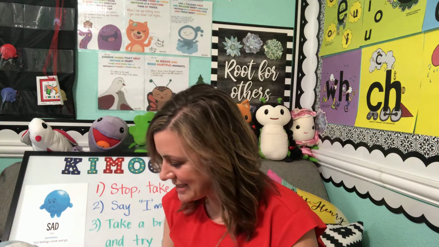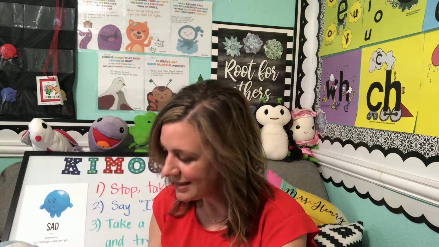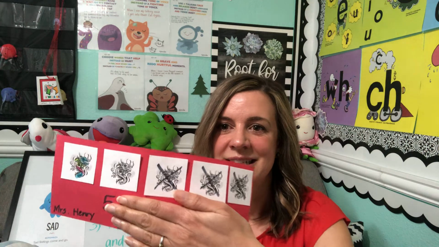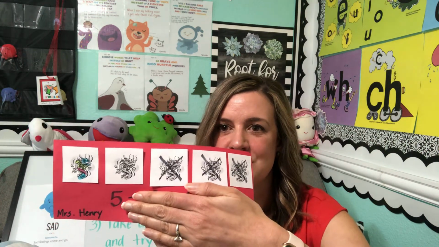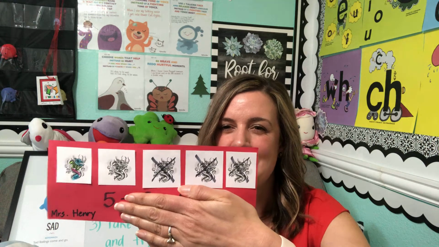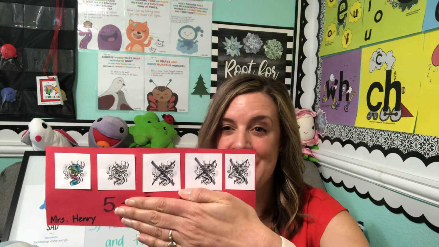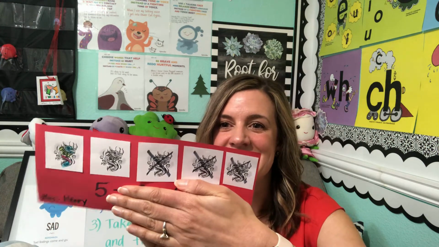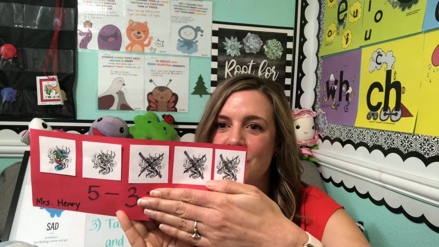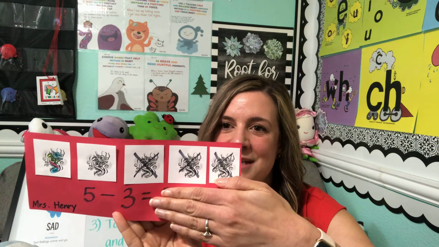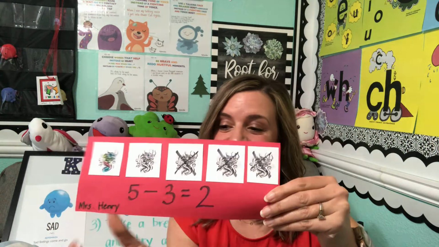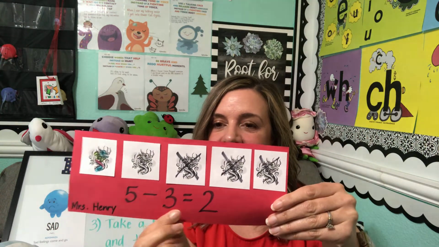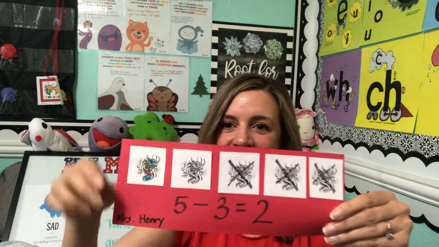Okay, and the last one I have for you, let's practice. There are 5 fire-breathing dragons in the Chinese New Year parade. Can you tell how many flew away? Yes, 3 dragons flew away. How many dragons are left? 2 dragons. So 5 minus 3 equals 2.